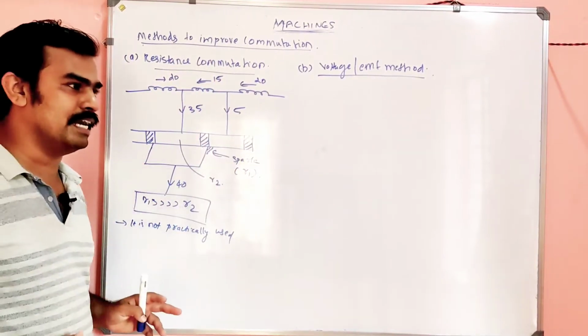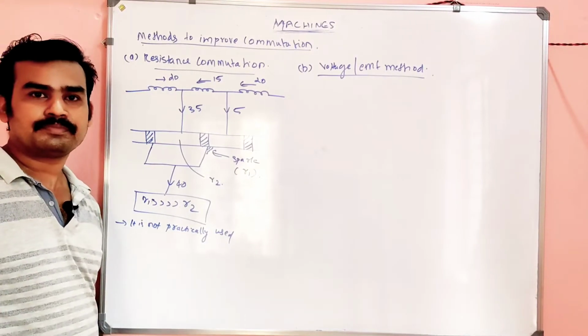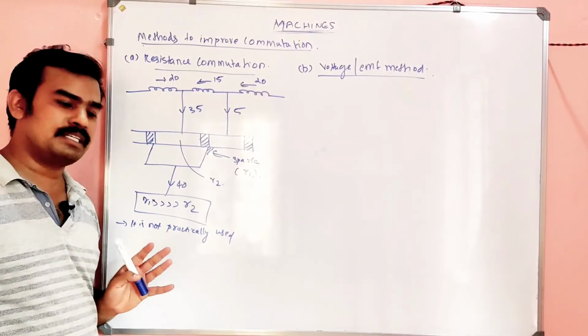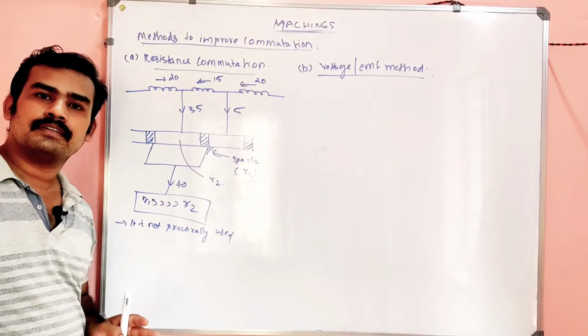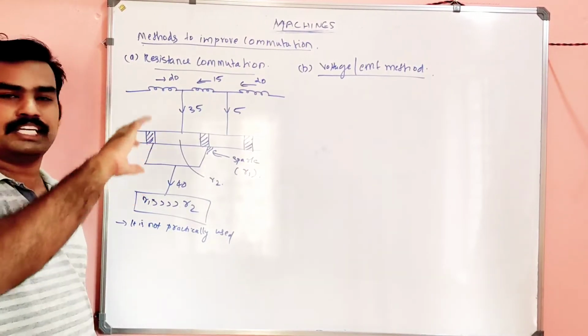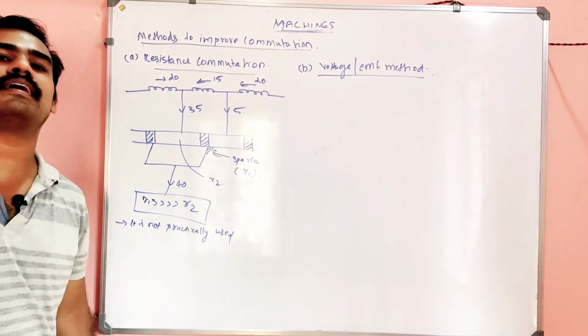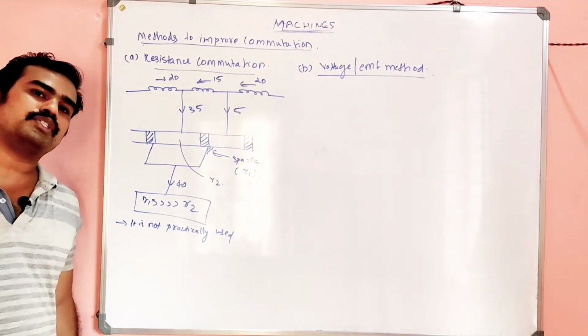So ultimately we have to reduce the armature reaction, my dears. If there is no armature reaction, there is no spark. There will not be any spark in the brushes. The things will be very smooth. You can change from +20 to -20 very smoothly.